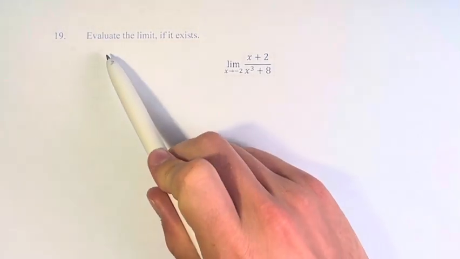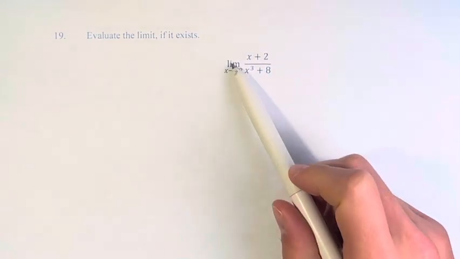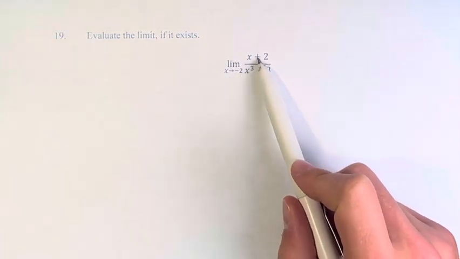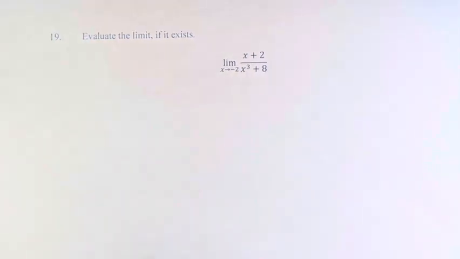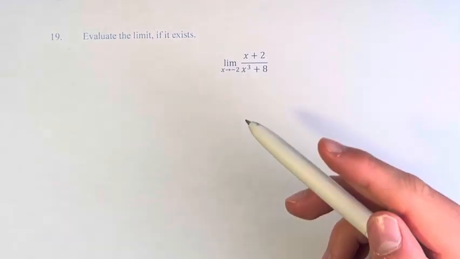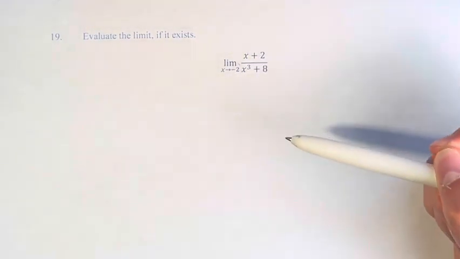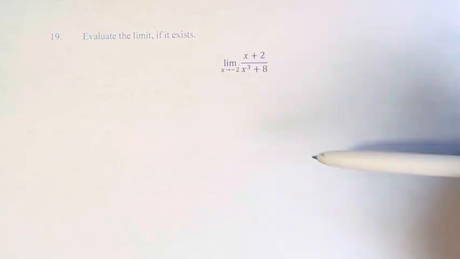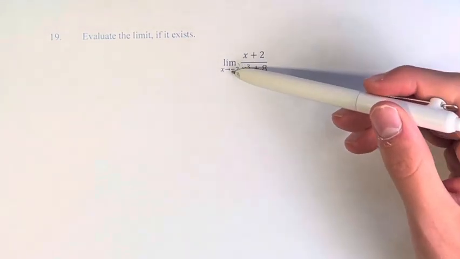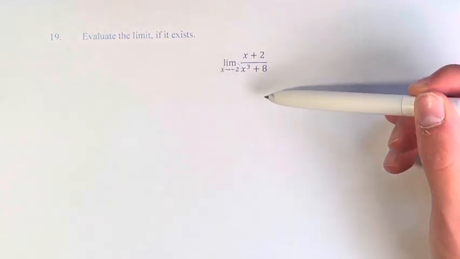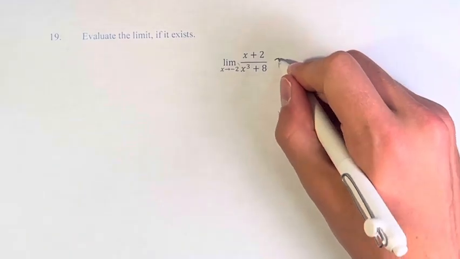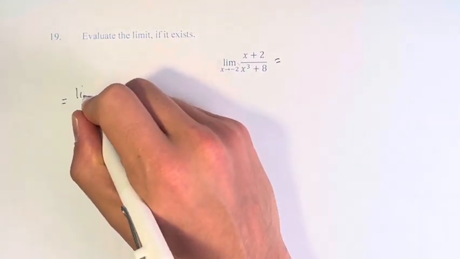In this problem, we're asked to evaluate the limit if it exists. We have the limit as x approaches -2 of (x + 2) over (x³ + 8). So what we want to do here is plug in -2 into this fraction and then solve it. However, if we do that, we're going to be dividing by 0, and obviously you can't do that. So first we have to simplify the fraction.